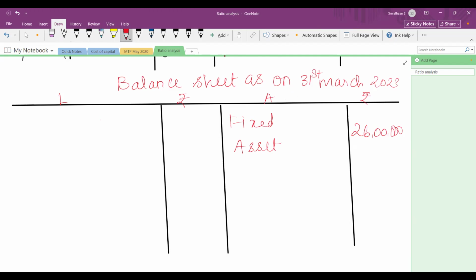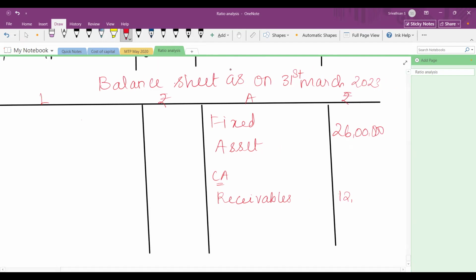Listen, simply don't write current asset and put the total. Show the bifurcation of current asset. For showing that bifurcation only, we calculated receivables, raw material stock, finished goods stock, everything. So under current assets, we have first receivables. What is the amount of receivables? 82,192.